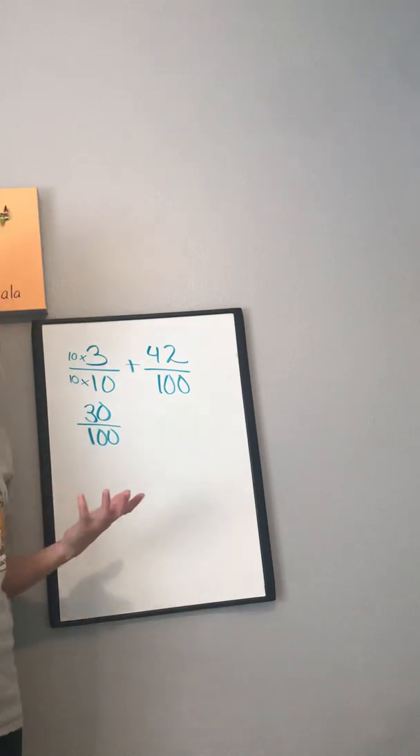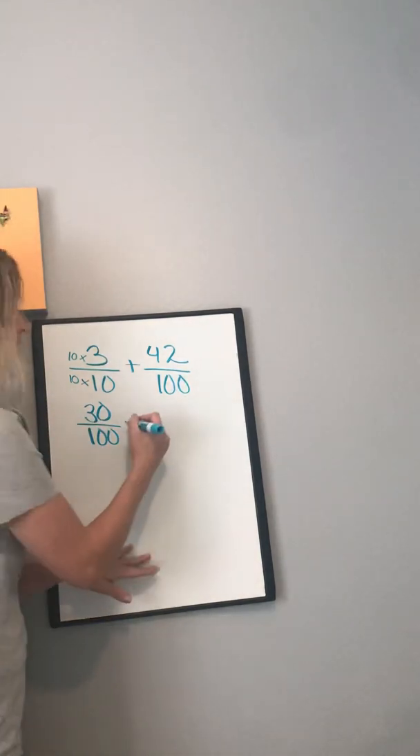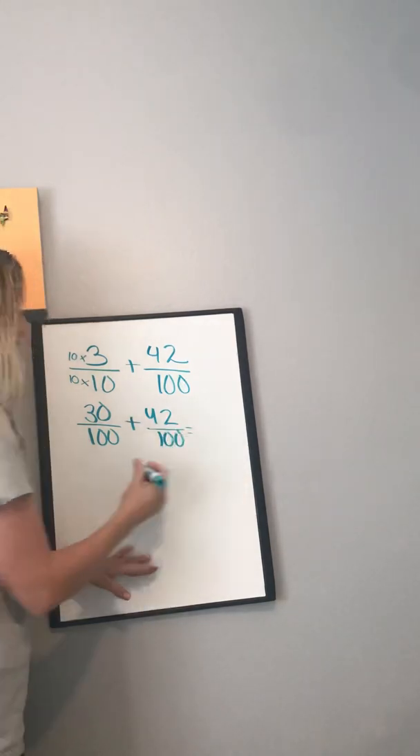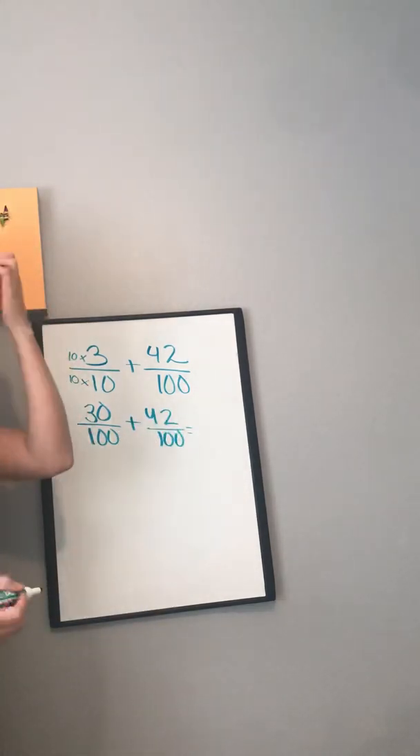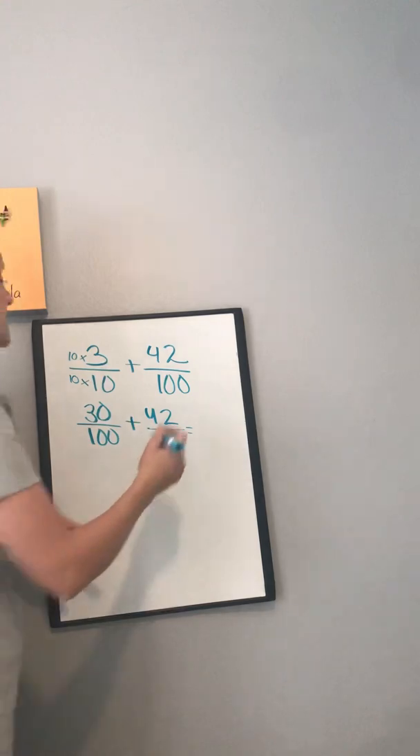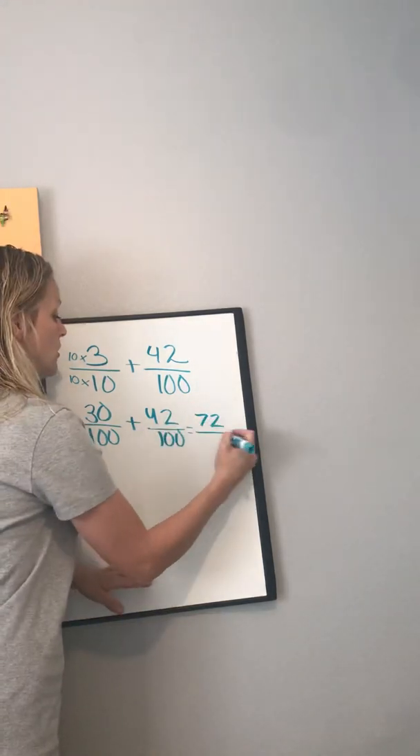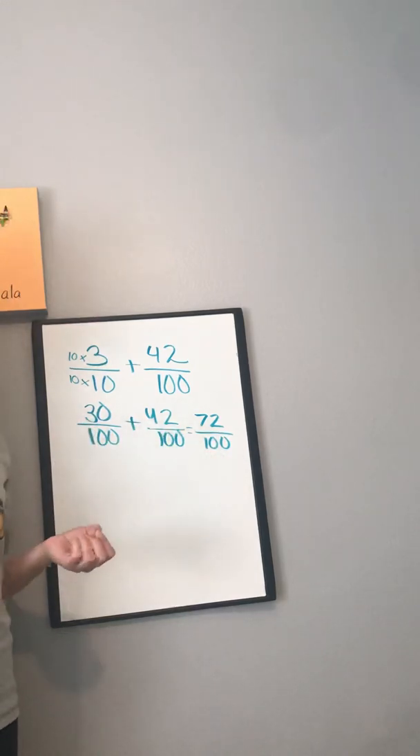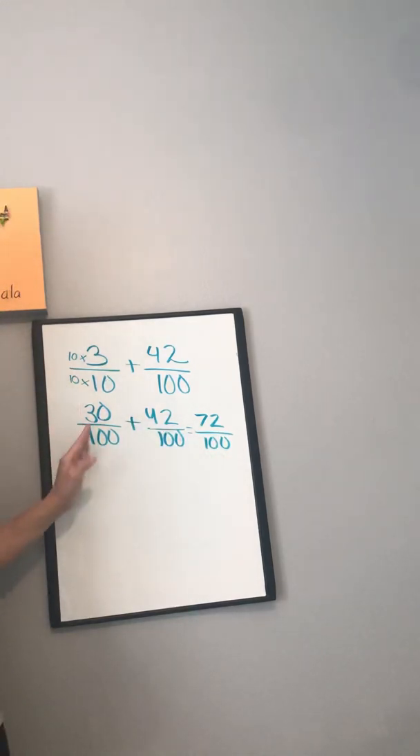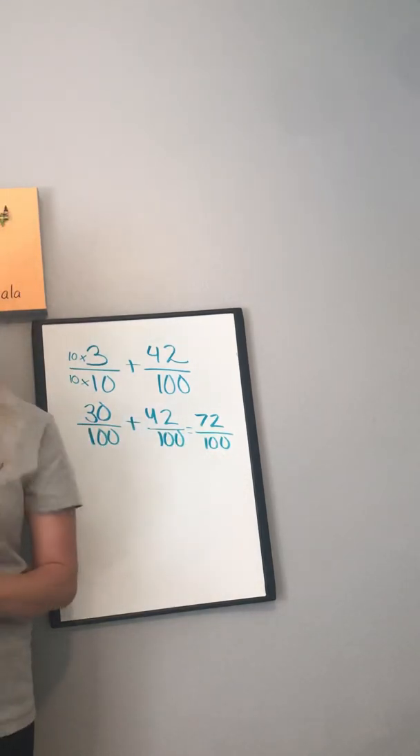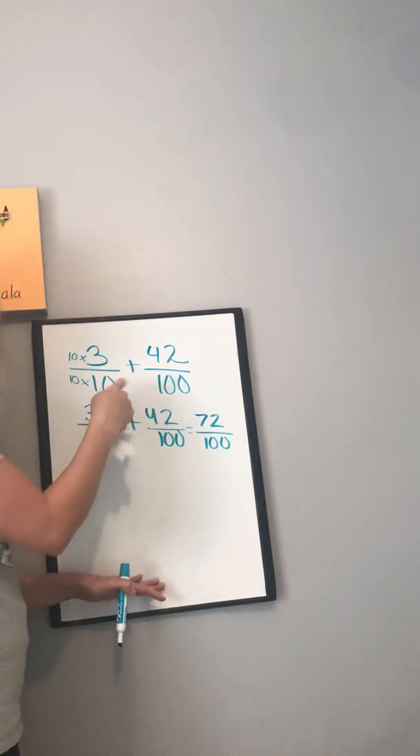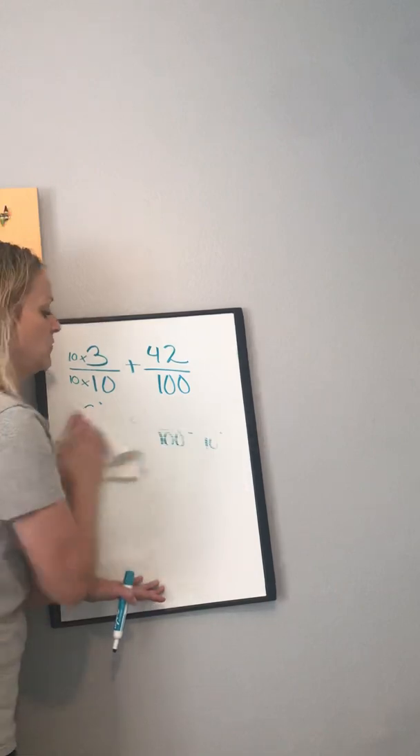So now I'm adding 30 hundredths plus 42 hundredths. Now I have to add 42 plus 30, and that equals 72 hundredths. And that is your answer, okay? You need to make them have the same denominator. And really, we're always going to change that 10 to 100, okay?